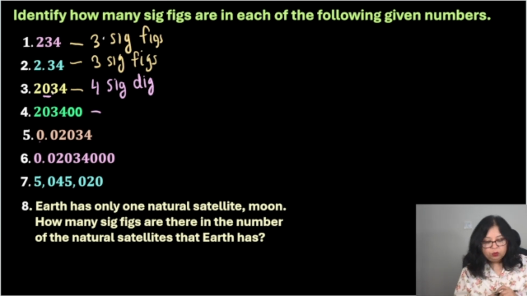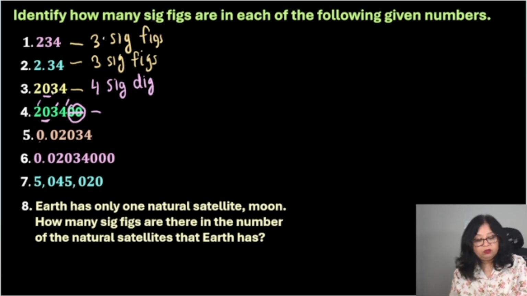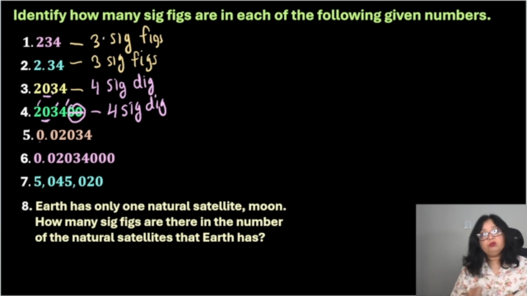Then we have 203400. We know that the 0 that is between 2 and 3, the captive 0, is also significant. 4 is significant because it's non-zero. But the trailing zeros at the end of a whole number are not significant. So 203400 will also have 4 significant digits, because the 2 trailing zeros are not significant.